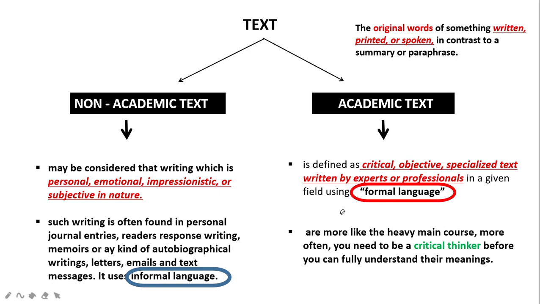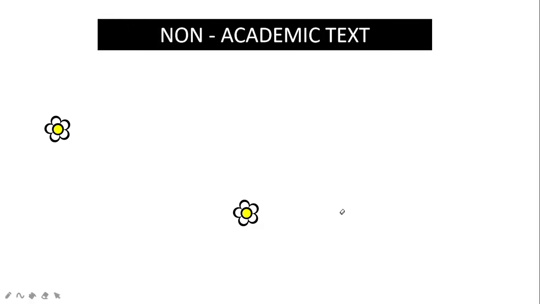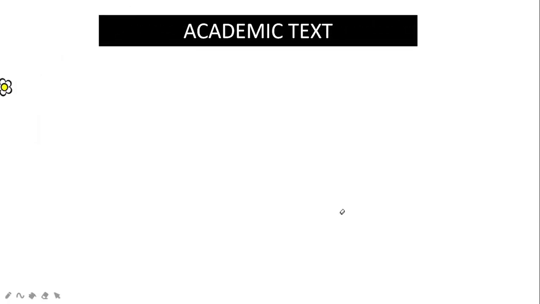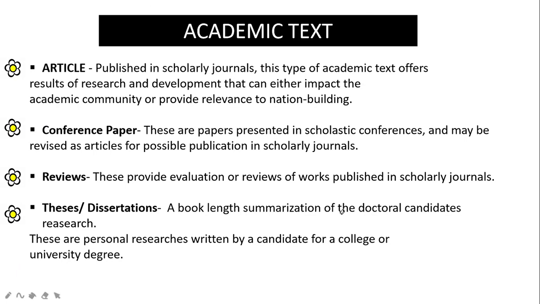Academic texts are more like the heavy main course, and more often, you need to be a critical thinker before you can fully understand their meanings. So, poems, skits, letters, compositions about your New Year's resolution, journal entries are examples of non-academic texts. On the other hand, for academic texts, we have article, conference paper, reviews, thesis, or dissertations.